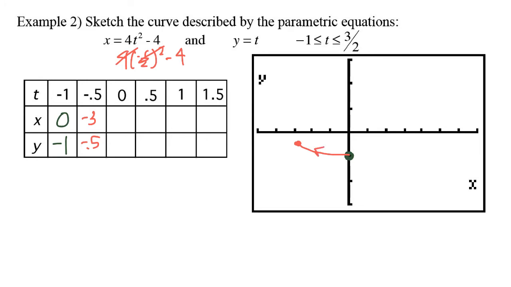The next value we're plugging in is 0, so I'm going to get -4, 0. And again, I'm going to plot -4, 0, continue my curve, making my arrows. The next value we're plugging in is 0.5, so we should get -3 and 0.5.